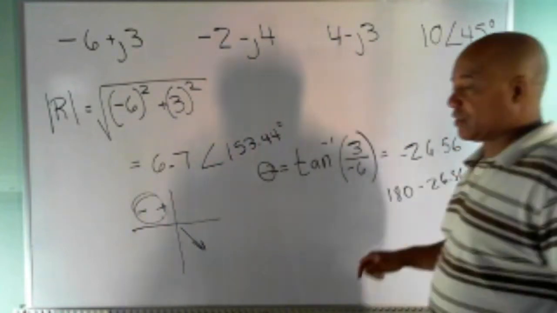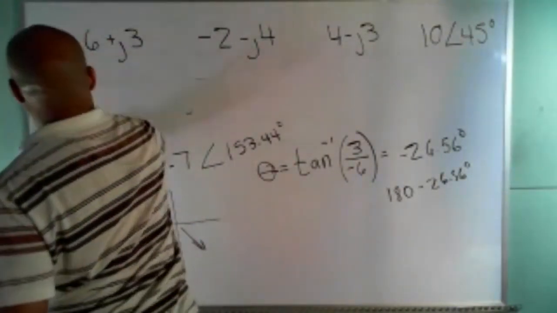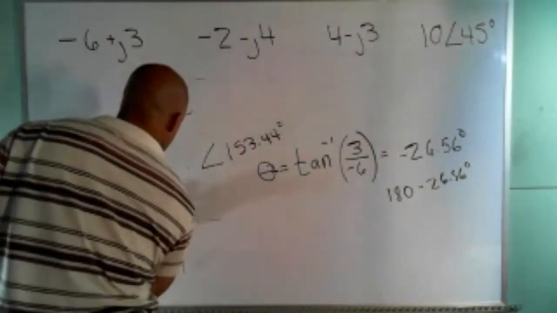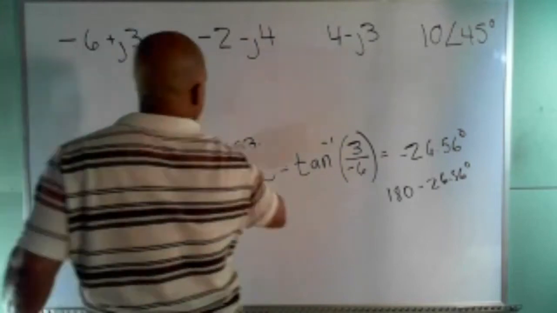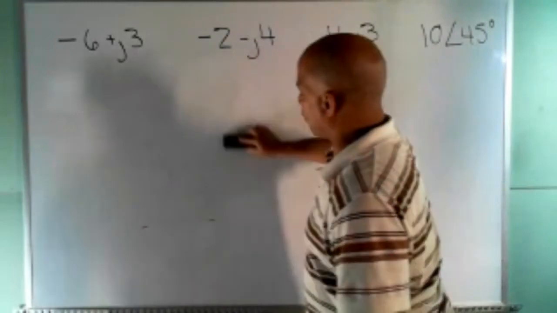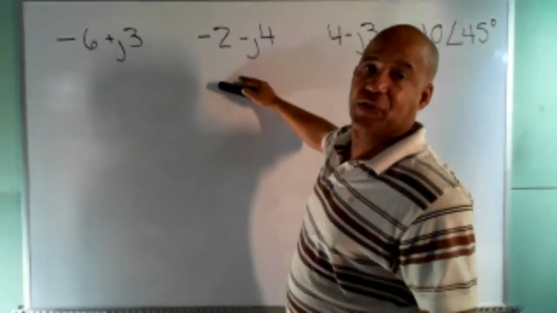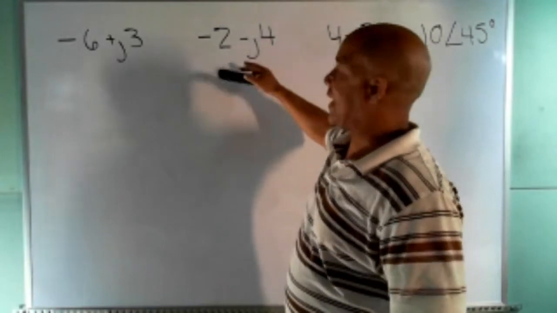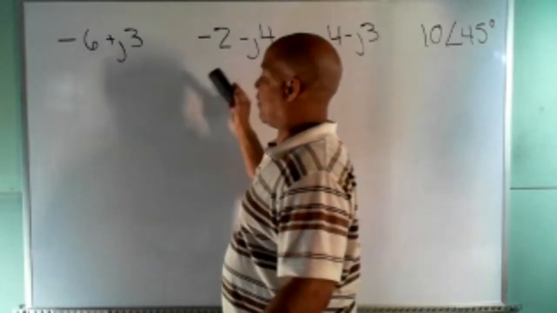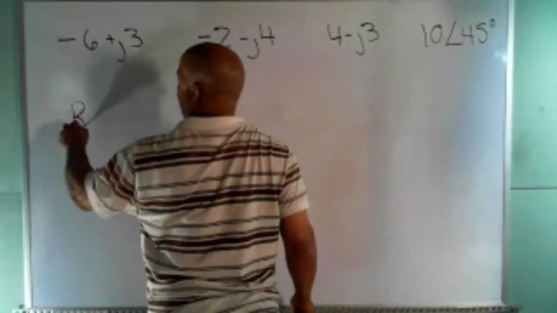Let's go ahead and finish. All right, for the next one, which quadrant are we in? We're in quadrant three, so the calculator is going to give us an answer in quadrant one. So we're going to have to add 180 to it, because that's going to give us the wrong answer. So let's find the length of the radius vector.